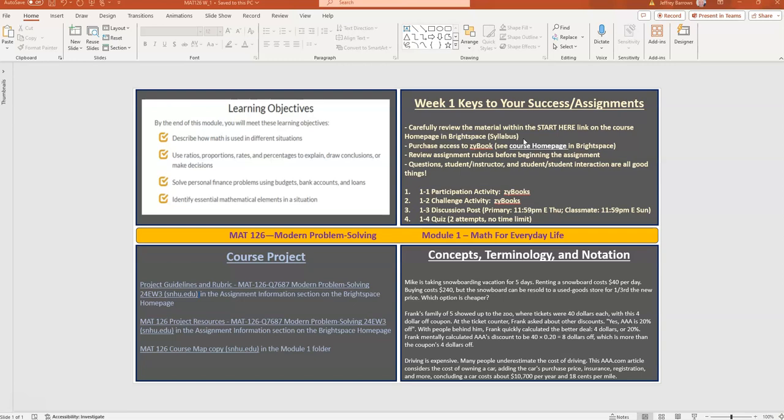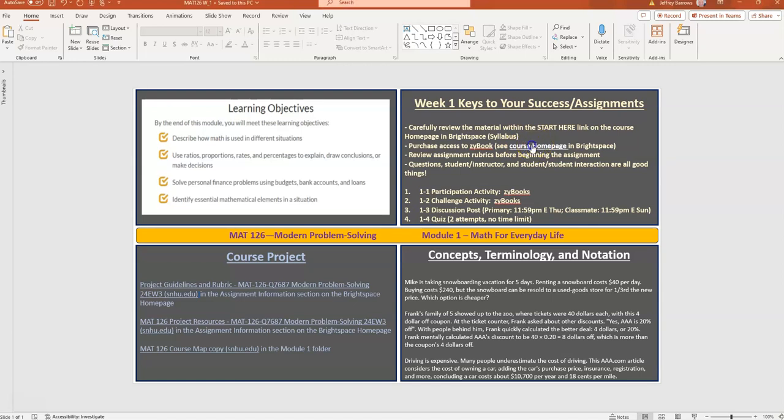While we're here, obviously in week one, let's just talk about some quick keys to success. The first, obviously, make sure that you take some time this week to go through the syllabus. I'm going to show you where that is here in just a second. Before I do that, I also want to mention that the syllabus talks about purchasing access to what's called the Zybook. The Zybook is the resource that we will use for the course. I've got this hyperlinked here.